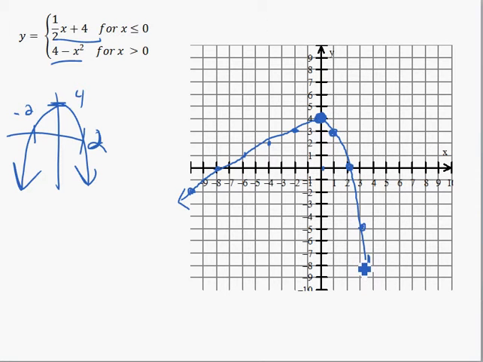Some functions don't do that. Some functions, the first function will be running, running, running, and just stops, and then another function starts somewhere else. That's called a discontinuity, or a jump discontinuity.